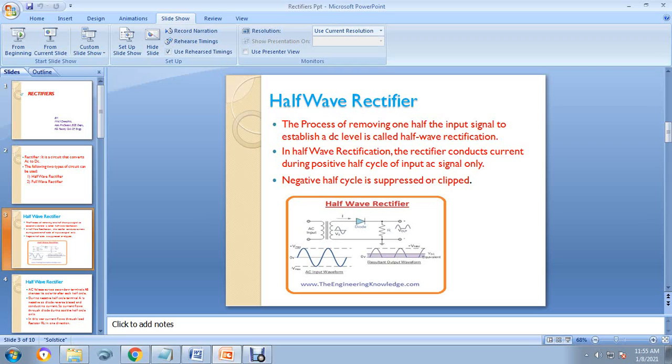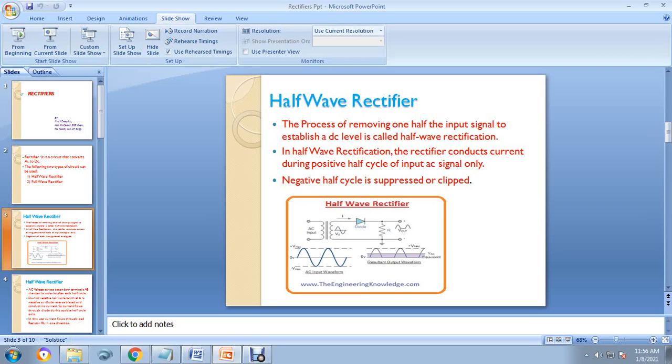Similarly, once again when the positive half cycle is applied to the primary of the transformer, terminal A becomes positive and the diode becomes forward biased, there will be conduction, and the positive half cycle would be replicated at the output. Whereas when the negative half cycle is applied, terminal A again becomes negative and B positive, there will be reverse bias, and again zero current will flow.